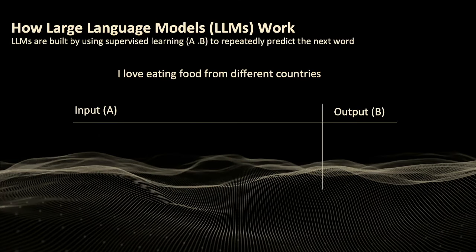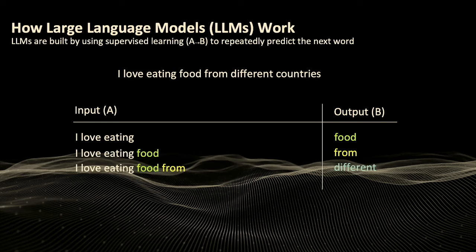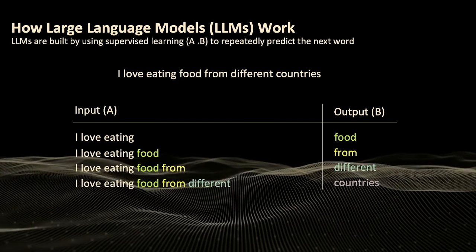Large language models are built by using supervised learning to repeatedly predict the next word. So for this sentence, how is it generated? With the prompt, it predicts the next word, food. Then with a new prompt, it will predict the next word, from. So it will just repeatedly predict the next word to complete the sentence.